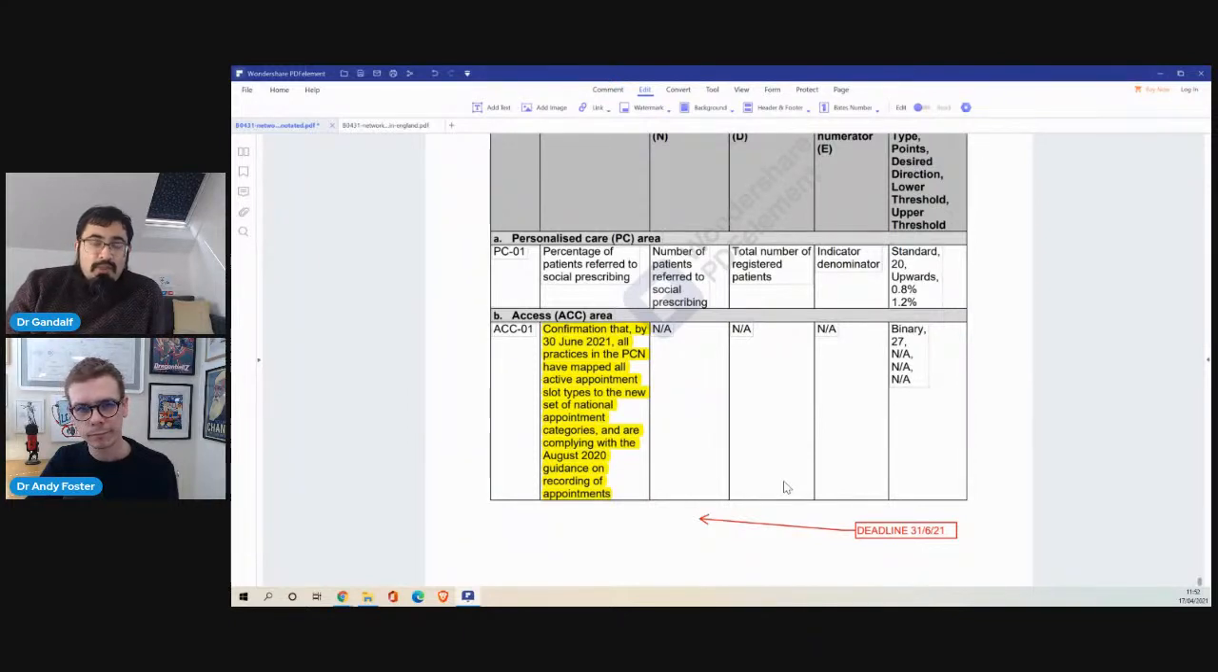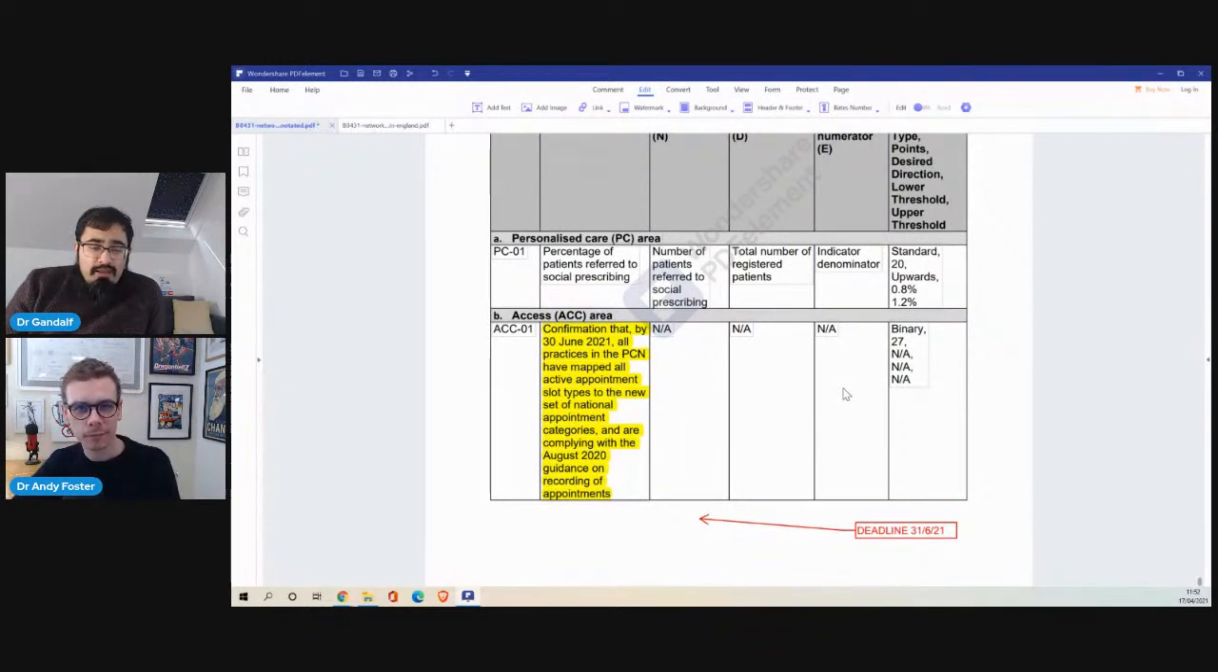I've been looking at that for the past week or so, so hopefully that episode will be out in the next few days. But basically it's aligning what your appointment book looks like compared to the 26 different appointment types, and you have to do that by the end of June. If you do that for all your practices, then you get the payment, and that is 27 points. So that's probably 4,000-something odd pounds for your network.